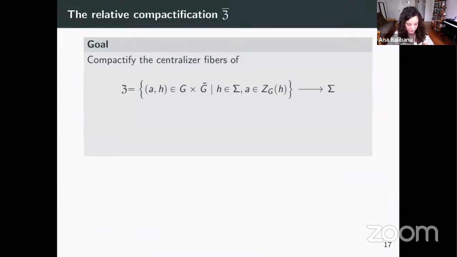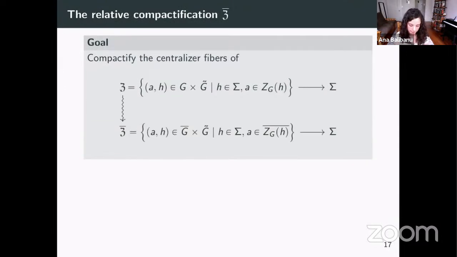Yes, so I was saying that the goal is to compactify these centralizer fibers. And what I mean by this is that, naively, I want to take every centralizer fiber and take its closure in the wonderful compactification and get something nice. And I want this compactification to be somehow compatible with the Poisson and quasi-Poisson structures that are around in this picture.